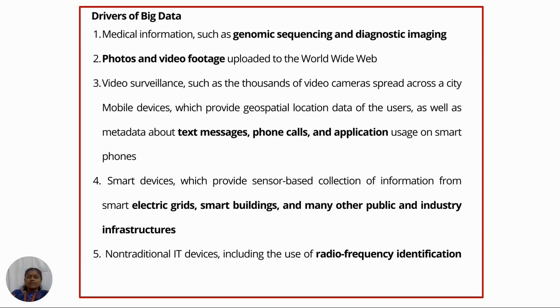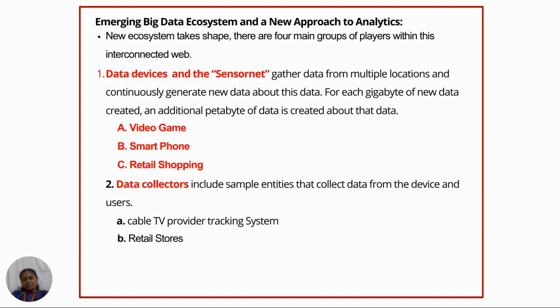There is metadata about text messages, phone calls, and application usage on smartphones. Smart devices provide sensor-based collection of information from smart electrical grids, smart buildings, and many other public and industry infrastructure. Non-traditional IT devices like radio frequency identification readers are there. In addition, we have GPS navigation systems and seismic processing. These are some of the drivers of big data.